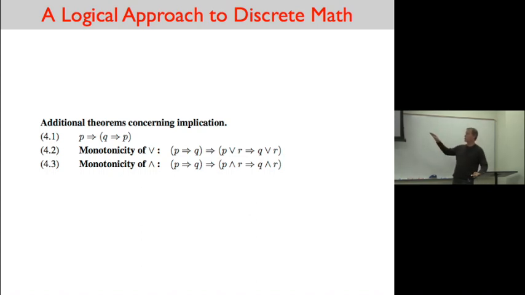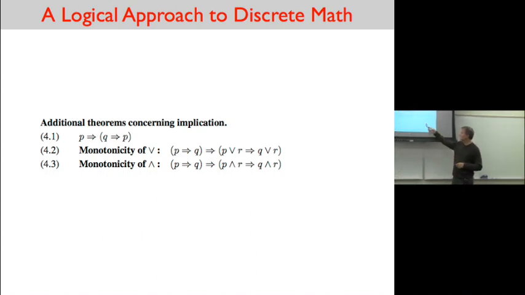So I want to show you some material that's not in the book now about monotonicity, because it's an important concept. So first of all, let's take a look at what monotonicity is again. We just proved 4.2, monotonicity of or. It turns out that you can prove 4.3, monotonicity of and. And what it says, if you take a look at the structure of it, is that if P implies Q, it follows that P or R implies Q or R.